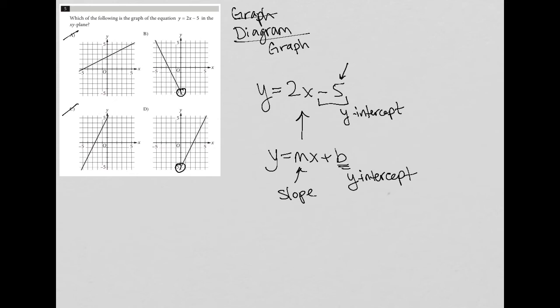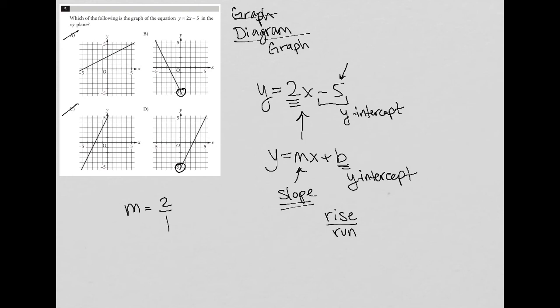So the next thing to pay attention to is the slope. Well, what is slope? Slope is the rise over the run, okay? How do you get from one point to the next? So for us, our slope is 2. So how do I turn that into a fraction that represents rise over run? Well, I'd say my slope, my m, is equal to 2 over 1.